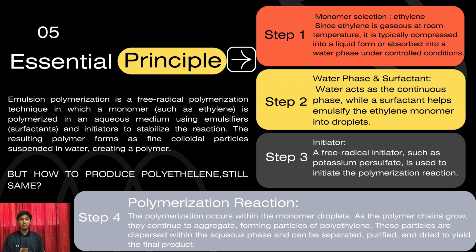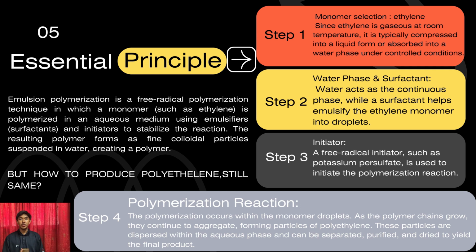By definition, emulsion polymerization is a free radical polymerization technique in which a monomer is polymerized in an aqueous medium using emulsifiers and an initiator to stabilize the reaction. The resulting polymer forms as fine colloidal particles suspended in water. For this case, we want to produce polyethylene, so we need to choose a monomer such as ethylene. But how to produce polyethylene is the same.